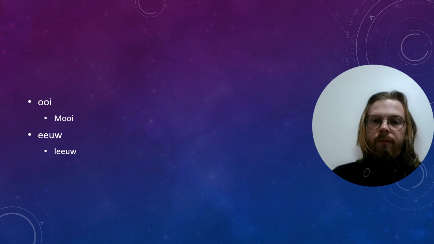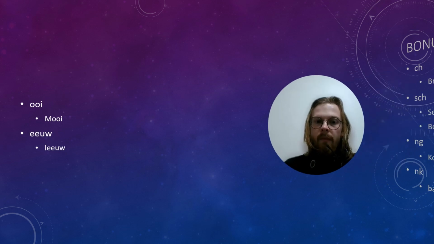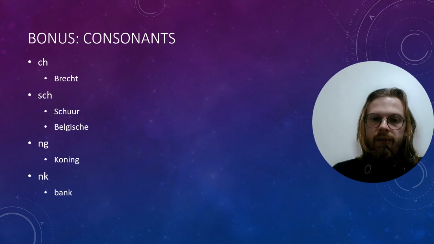This brings us to another type of vowel combination, which is O and the Y sound. Oi. So mooi, beautiful. Another one is eeuw. So E and the W sound. Eeuw. Leeuw, for example, which means lion. These are the most common vowel combinations.